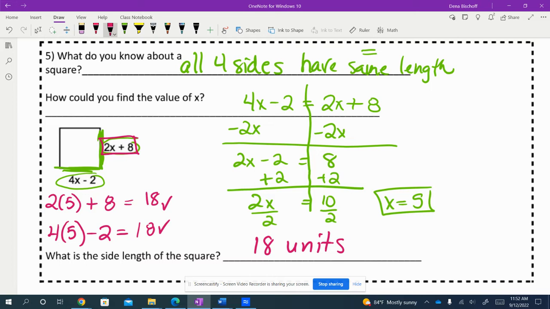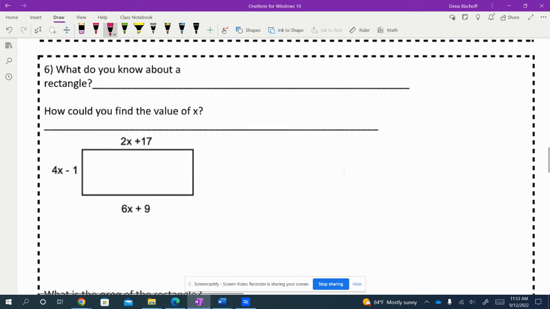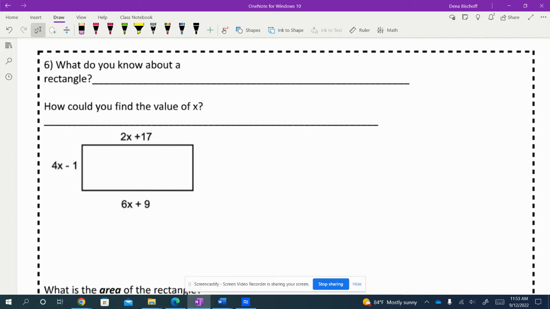So we were able to solve that because Kane told us that all of the sides of a square are the same. So, Eli, what do you know about a rectangle?